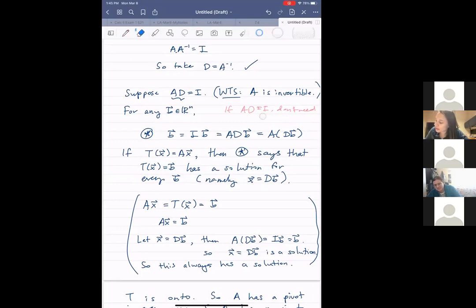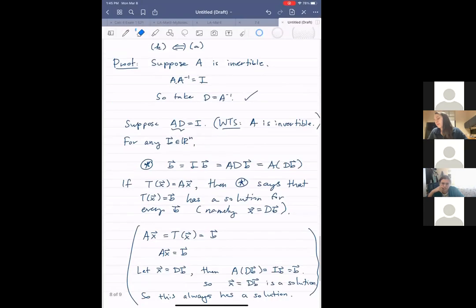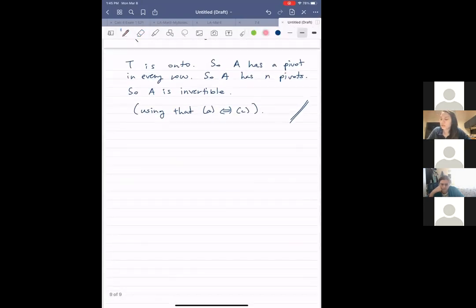Okay, so what I was saying up here is, let me put it this way. The definition of invertibility is that if you have A times B equals I and B times A equals I, then B is A inverse, right? That's our inverse right there of A.